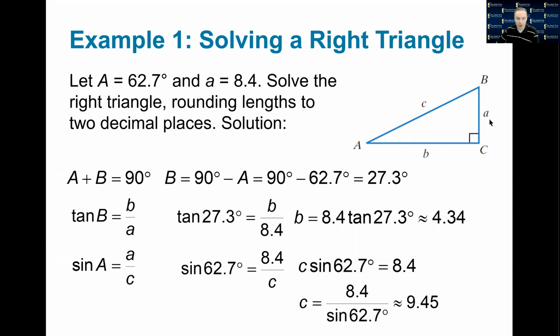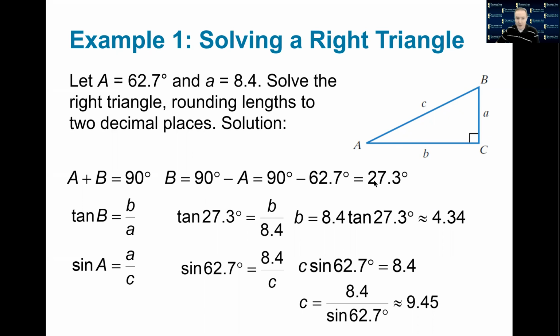Well, okay, then the easiest thing to do is go ahead and find the measure of B. You know angle C is 90 degrees, which means angle A and angle B also have to sum to 90 degrees, since the total degrees within any triangle is 180. So all I have to do is take 90 degrees minus the measure of A, which was given, and I'll get that angle B has to be 27.3 degrees.